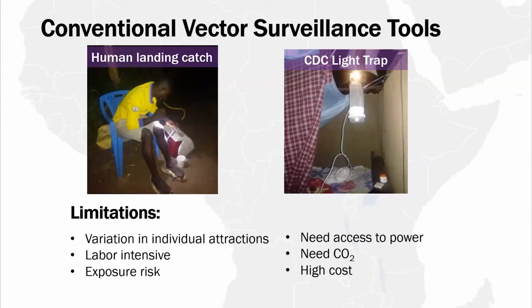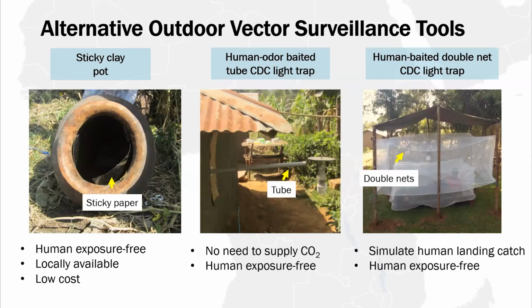Our team went further to look at surveillance tools. Looking at the conventional vector surveillance tools, we know that they have their limitations. When you look at human landing catches and CDC light trap methods, they have challenges such as needing CO2 to implement these tools in the field. They are labor intensive, there is exposure risk to the people doing the collections, and equally, there is a need for electricity or a power source in the field.